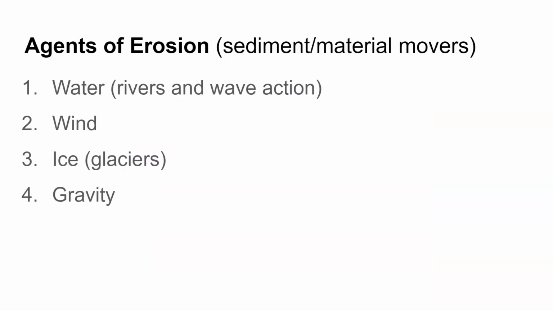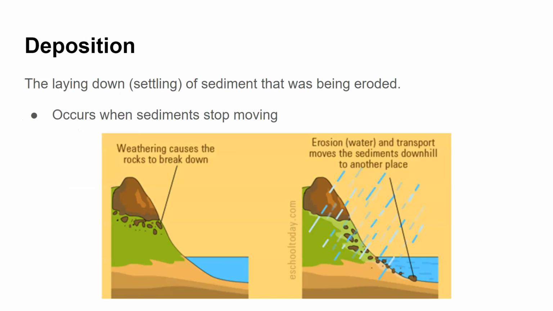laid. Some important agents of erosion, things that are moving material or sediment around, include water in the form of rivers and wave action, wind, ice in the form of glaciers, and gravity itself. Material can't move indefinitely. At some point, it will stop. And when it stops, we say that it has been deposited, or it's been laid down, it has settled. This is kind of the end of the weathering and erosion cycle.